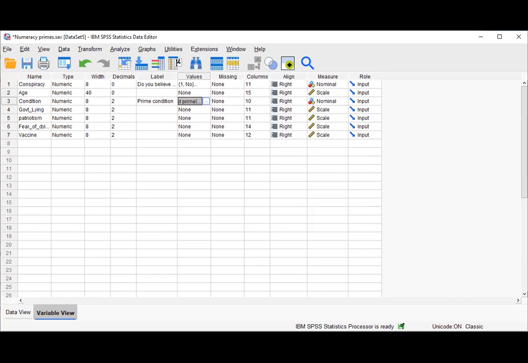freedom prime. Before being assigned to conditions, participants reported their age and completed a short questionnaire that measured how patriotic they were. And this right here is patriotism. After completing the risk probability prime, they were randomly assigned. Oh, before they did that, they were asked whether they believed COVID was a deep state conspiracy or not. That's conspiracy.